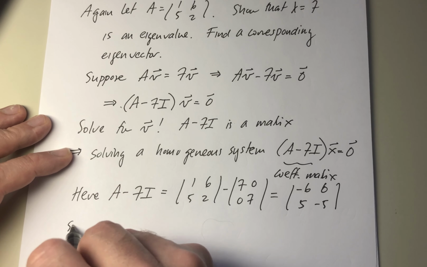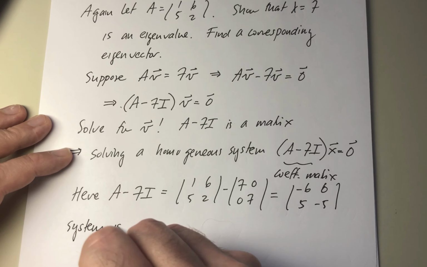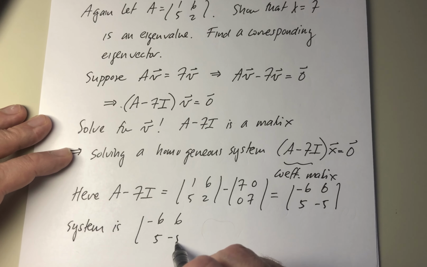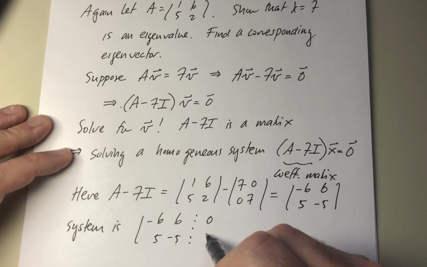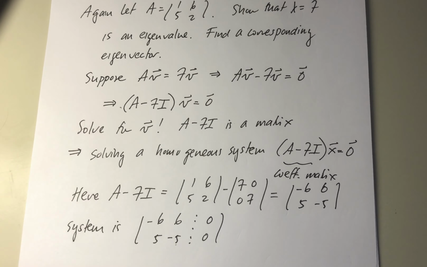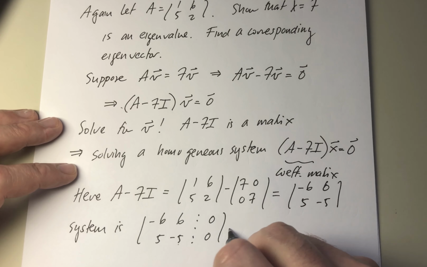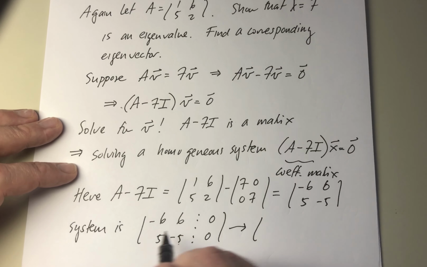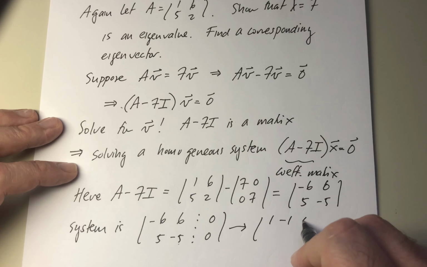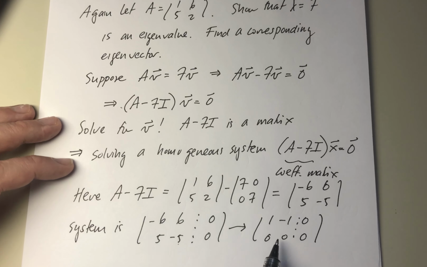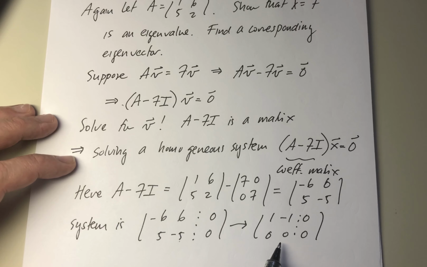So the system becomes minus 6, 6, 5, minus 5, and I augment with 0, 0, right? I could have left that column out because it's homogeneous, but just to emphasize that we have a system here. And let's row reduce this thing. Well, I'm scaling this by minus 1 over 6. This becomes 1, minus 1. This will clear, because it's just a multiple of the first row. And this is my reduced row echelon form.